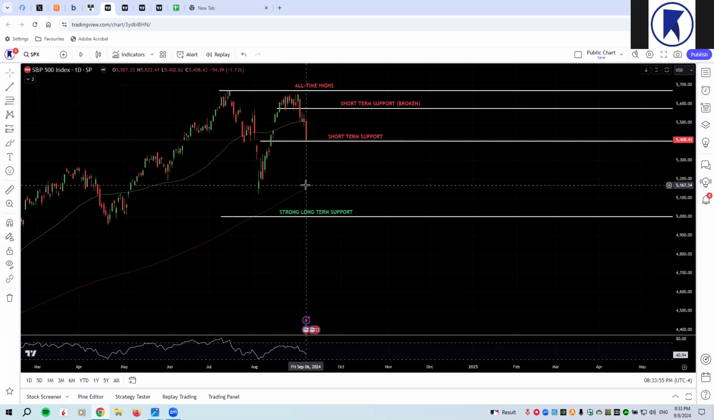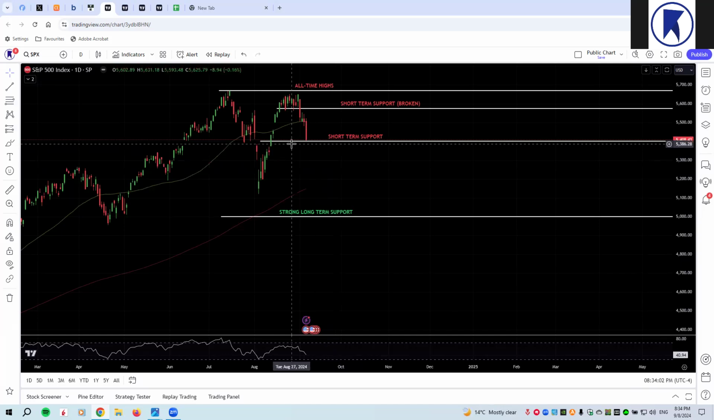We haven't broken the 5400 yet, so just keep that in mind. That's a very short-term support that hasn't been broken yet. If it breaks below, I think we could see 53.15, 53.30. We know the market moves fast, especially Friday.